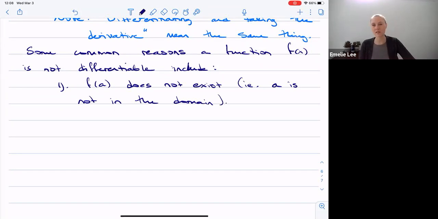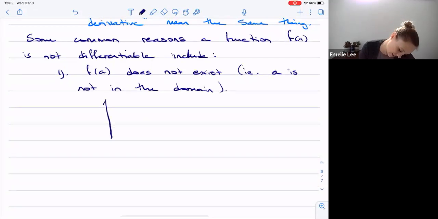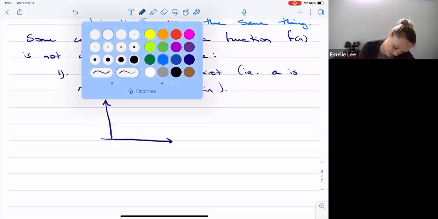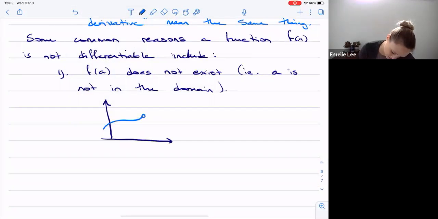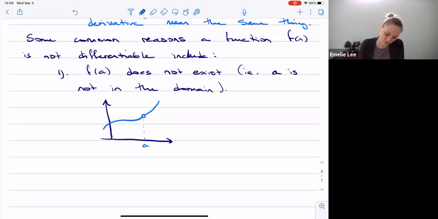It's pretty hard to find the slope of a tangent line at a point that doesn't exist for the function, right? So that would be the hiccup there. So if you have a situation like this, and this is at a, maybe it's something simple like you've just got this hole here, and so a is not in the domain. Then we're not able to find the slope of the tangent line at a because there's nothing to touch. So that seems reasonable enough.